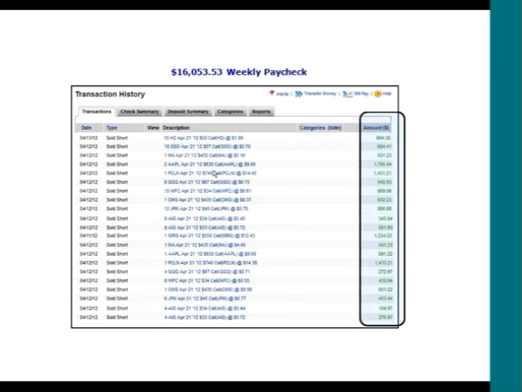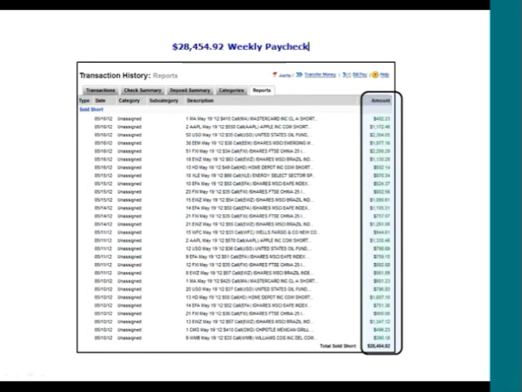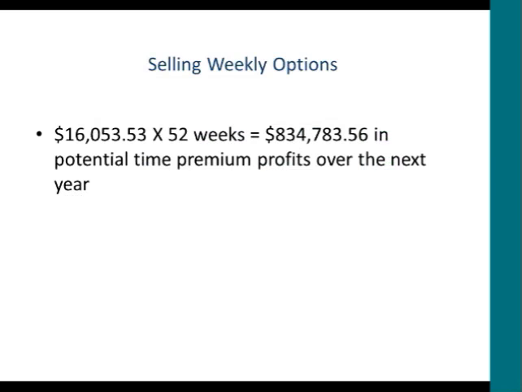So here's a snapshot. A time premium I sold 1 week. This week I sold $16,000. Here's the cash here that was credited to my brokerage account, and here's the options I sold. This week I sold $28,000 in premium, and again, it's listed in the right-hand column here, and that was selling weekly options. So this can really add up over the course of a year.